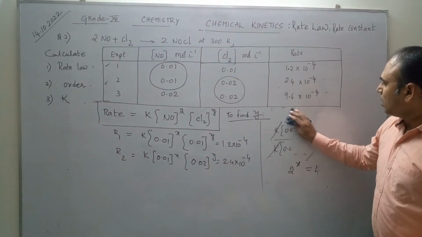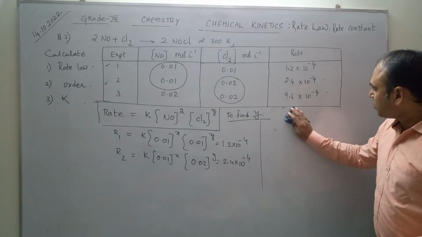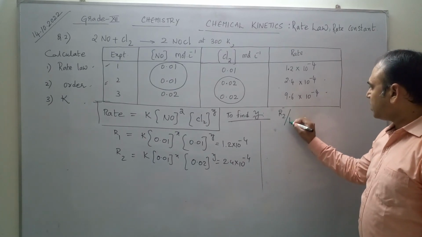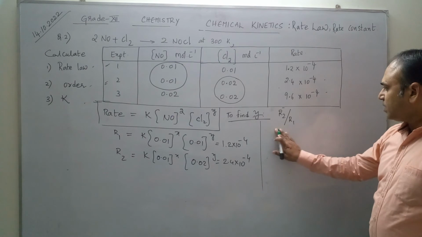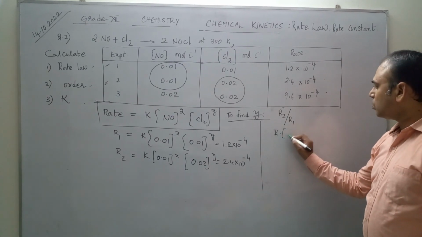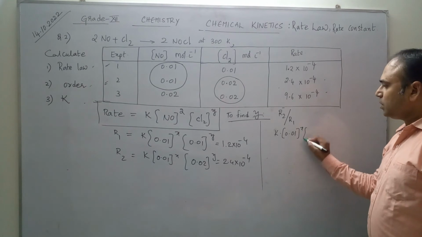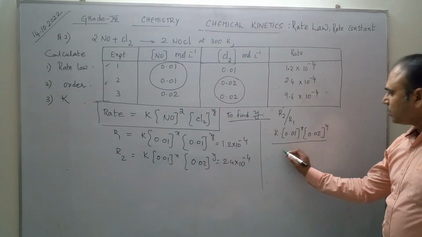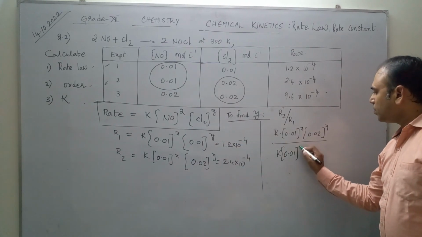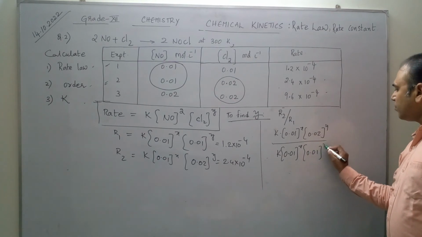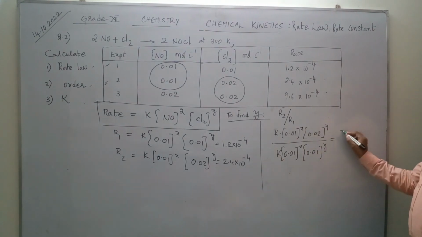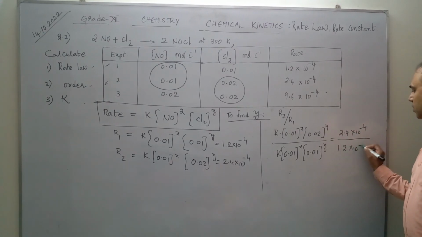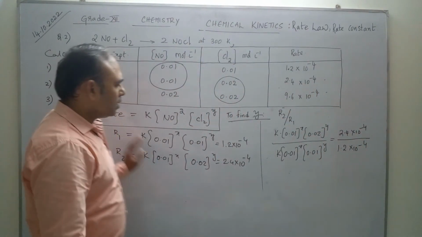Next, which one is the bigger value here, that you see. So we can say that 2.4. Hence what we can do, R2 divided by R1 we can take, we will get the value easily. So R2 is K into 0.01 to the power x into 0.02 to the power y, divided by R1, which is K into 0.01 to the power x into 0.01 to the power y, is equal to 2.4 into 10 to the power minus 4 by 1.2 into 10 to the power of minus 4. So we have written the required equation.